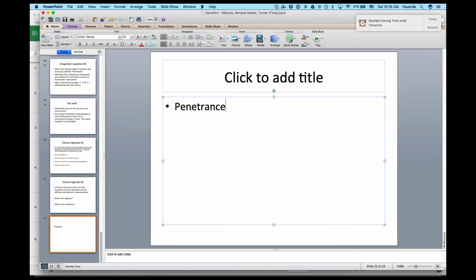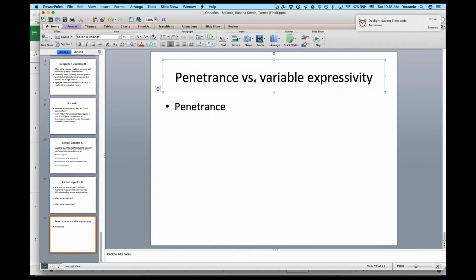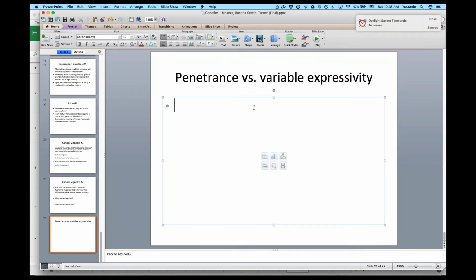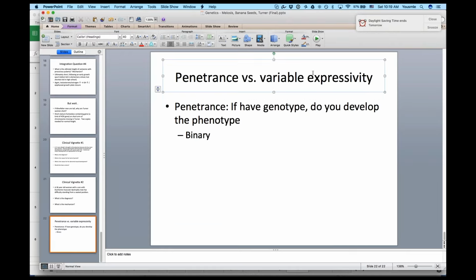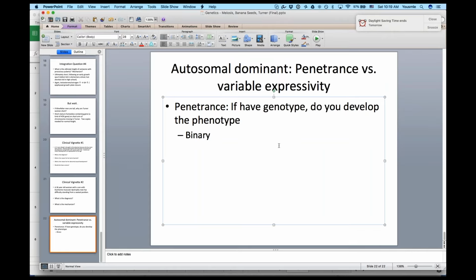So, penetrance versus variable expressivity. What does penetrance mean? Can someone give me the definition? I think penetrance is, if you have a mutation, the percentage of people with the mutation who end up with the phenotype. Perfect. If you have the genotype. This is a binary thing. Whenever we talk about penetrance, we are in almost every case talking about autosomal dominant disease. So if I have the Marfan's mutation, do I have any sort of phenotype or not? That is penetrance.